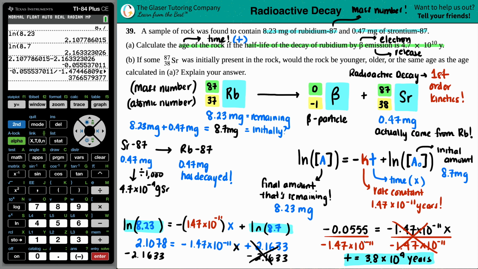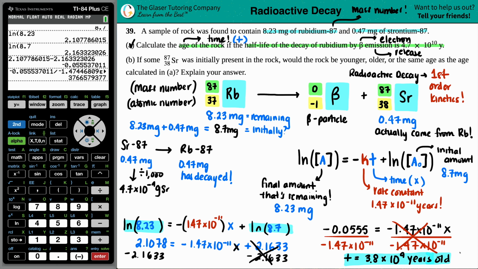It's seen a lot of stuff. So it's 3.8 times 10 to the 9th years old. And that is only letter A. So calculate the age of the rock. It's 3.8 times 10 to the 9th years old, because 3.8 times 10 to the 9th years has passed by.